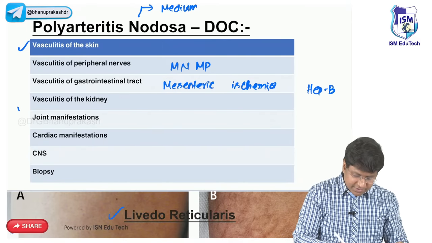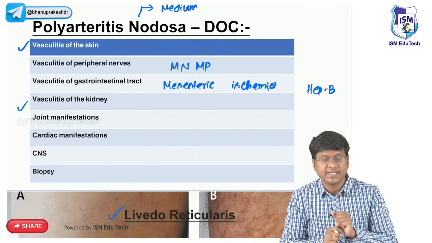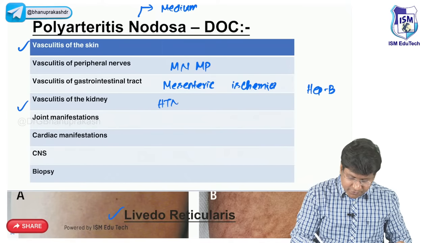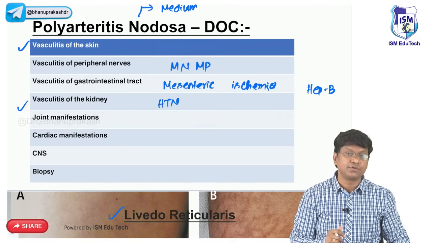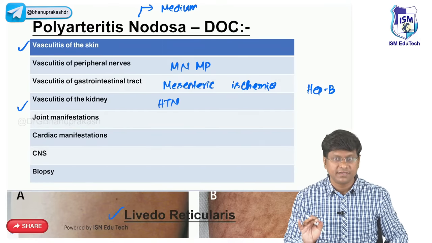Then you need to know that there is also vasculitis of the kidney. That is called renal vasculitis. And because of this renal vasculitis, the individual will have decreased renal perfusion. Thereby, there is activation of RAAS causing the hypertension. Okay. So, hypertension is mainly because of your renal vasculitis.